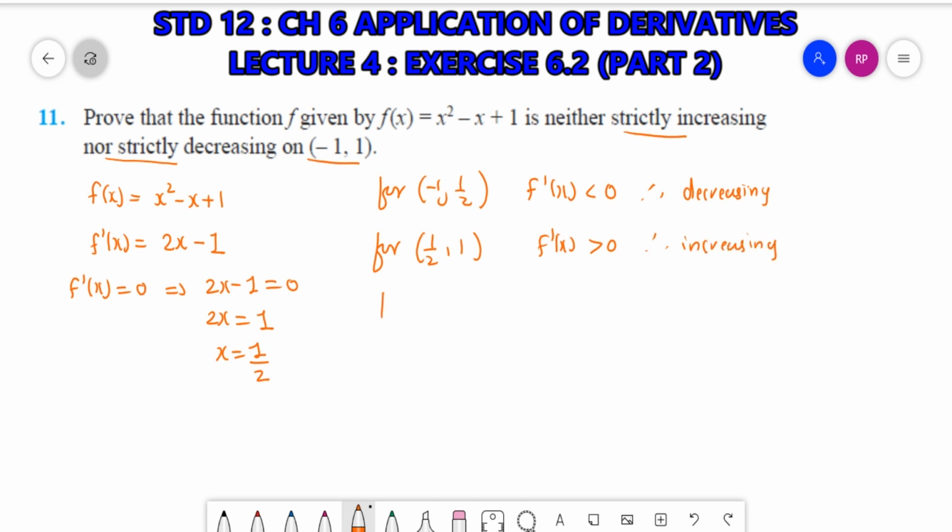And for 1 by 2 to 1, f dash x is greater than 0, therefore increasing function. Hence, I can't say whether it is strictly decreasing or increasing, because in half of the interval it is decreasing, and in the remaining half it is increasing. Hence, f is neither strictly increasing nor strictly decreasing function on minus 1 to 1 in an open interval. Okay, so this was about question number 11. So just note it down.